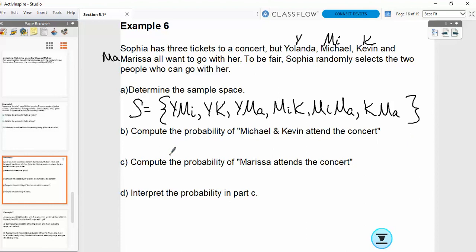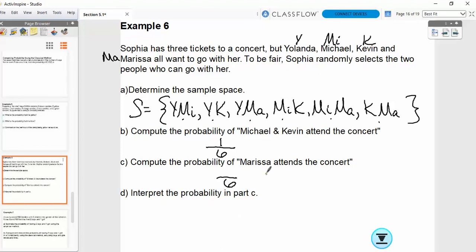All right. So if I want the probability of Michael and Kevin, how many total outcomes do we have? 6. So my grand total is 6. How many of those are Michael and Kevin? 1. So there's a 1/6 chance that those 2 get to go.